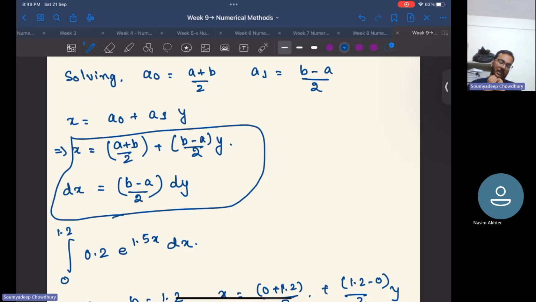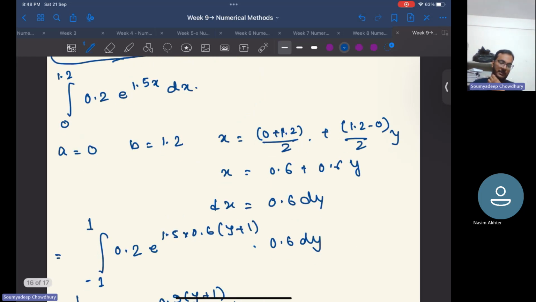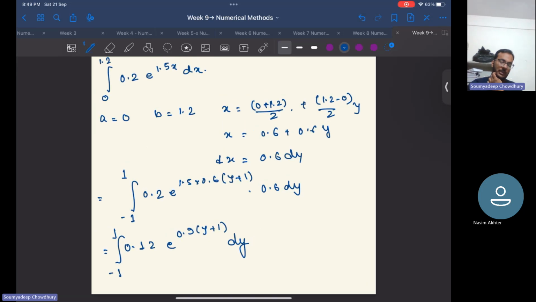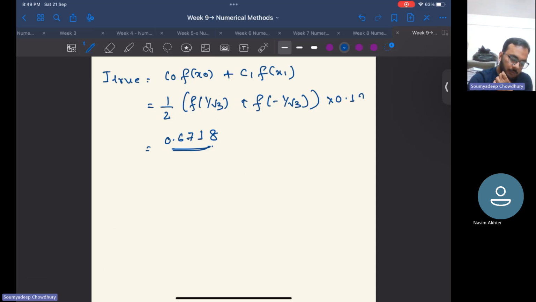So if you just differentiate x, the first term a plus b by 2 is constant, so obviously its differential will be 0. And the second term is b minus a by 2 into dy. So this I have just employed here. So a was 0 and b was 1.2. Similarly, I found x in terms of y, which was 0.6 multiplied by y plus 1, and dx was 0.6 dy. Then I just substituted this in this equation, and I got the integrand as 0.12 e power 0.9 into y plus 1.